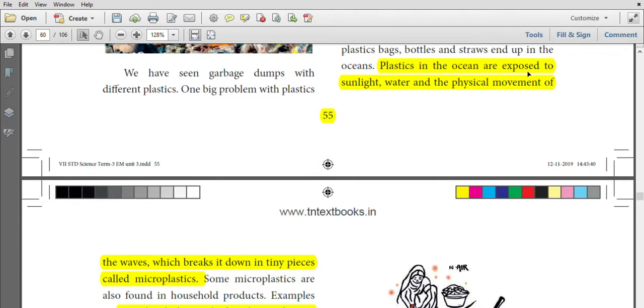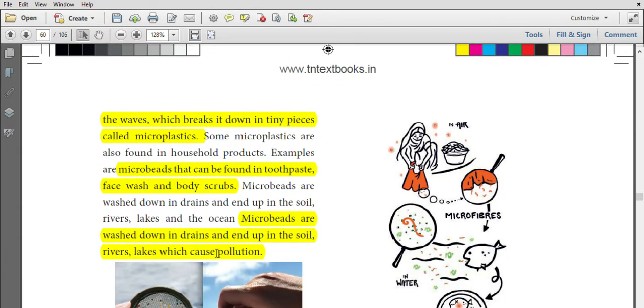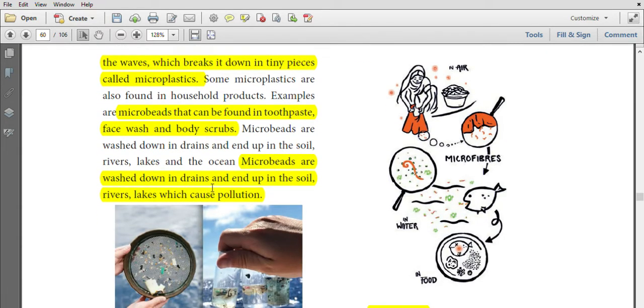Plastic in the oceans is exposed to sunlight and water. The physical movement of the waves breaks the plastic into tiny pieces, which are called microplastics. Microplastics are also present in toothpaste, face wash and body scrubs. Microbeads are washed down the drains and end up in the soil, rivers and lakes and cause pollution.